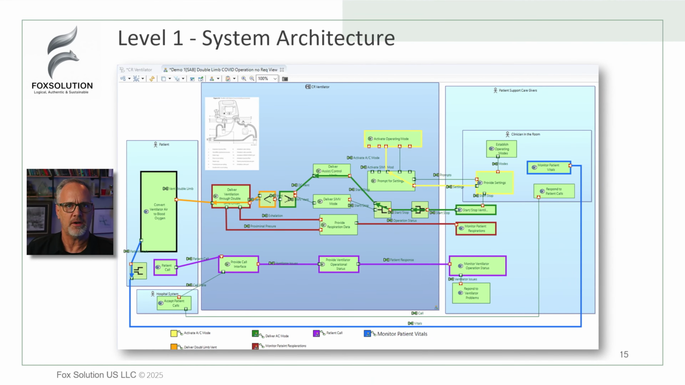Okay, so now we're going to go down to the systems architecture level. What this does is, this middle box is the ventilator. This is actually the box that we're delivering. And of course, we're going to have a variety of different functional chains here. Now we're providing much more detail as to how this thing is going to be delivered. One of the things I like to talk about here is this monitor patient vitals, this blue line. And up in the top right here, we have this box that says to deliver patient vitals. I think this is a good example of why we do this diagram.